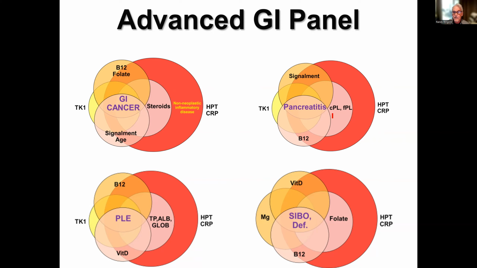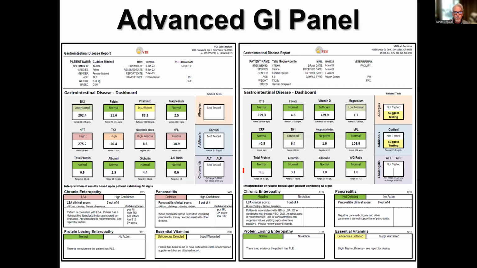Is it pancreatitis? We're running CPL and FPL, but it's not just that. I mean, one marker alone, and I know everybody runs CPL or FPL, pancreatic lipase, but it's not a perfect sensitivity and specificity, but we have a way of improving it by incorporating these other markers. The same is true now for protein-losing enteropathy. We're able to actually give you high confidence there's protein-losing enteropathy going on, and other things, looking at the vitamins and minerals in terms of bacterial overgrowth, malabsorption, dietary deficiencies for sure. These are things that we can easily bring together.